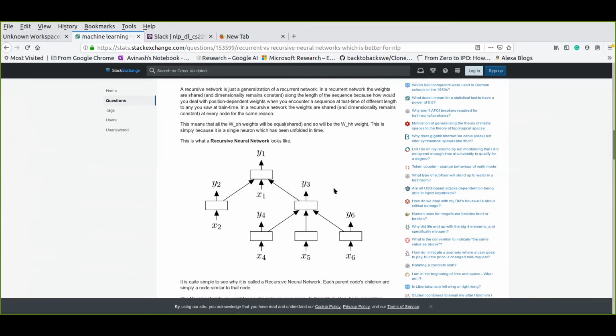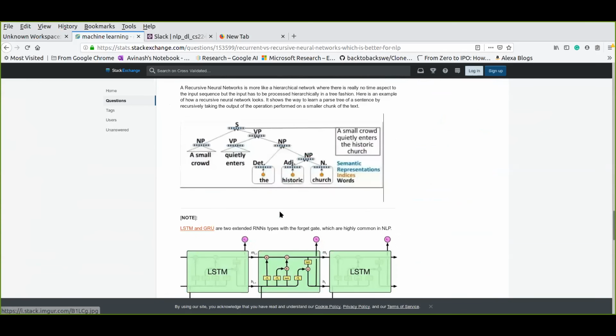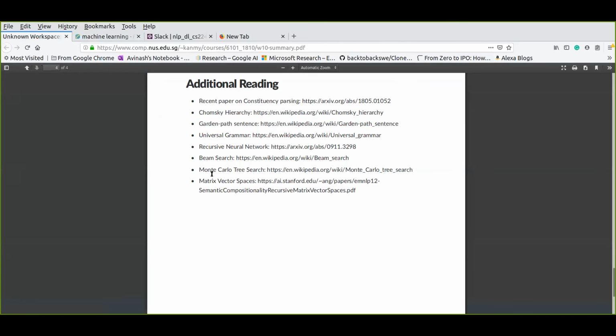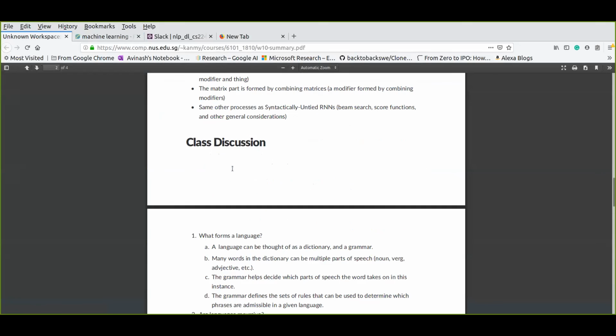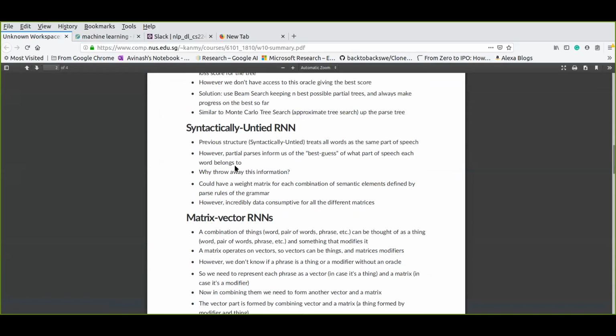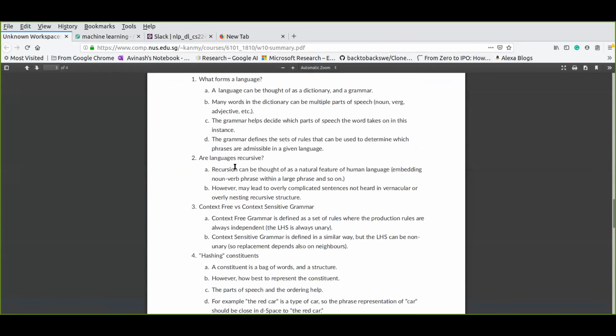And a recursive or tree neural network structure looks something like this. So yeah, I'll be sharing the link for these slides. You can go through them. There's not much here, but there are a few things that can help.